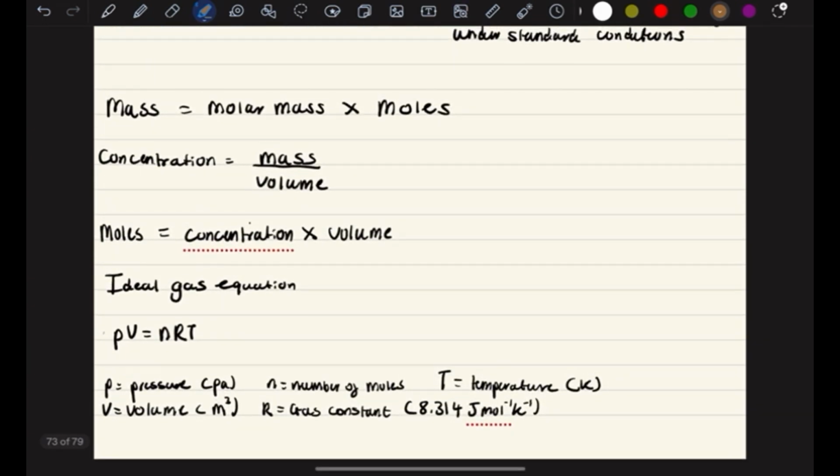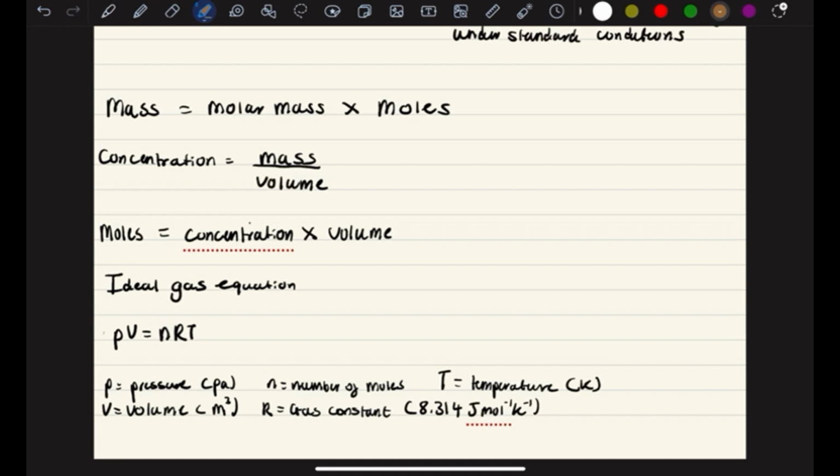Now, the next thing to remember is you've got a lot of formulas. And to be honest, it might seem a bit daunting now, but I promise you, as you keep doing your formulas, you're going to just remember them, yeah? So now, mass equals molar mass times number of moles, concentration equals mass over volume, etc. The key one to remember is going to be your ideal gas equation.